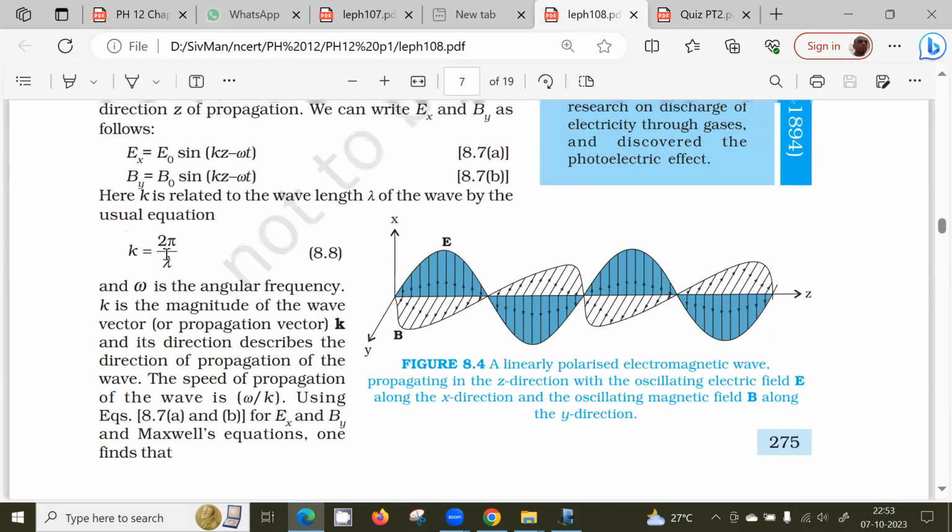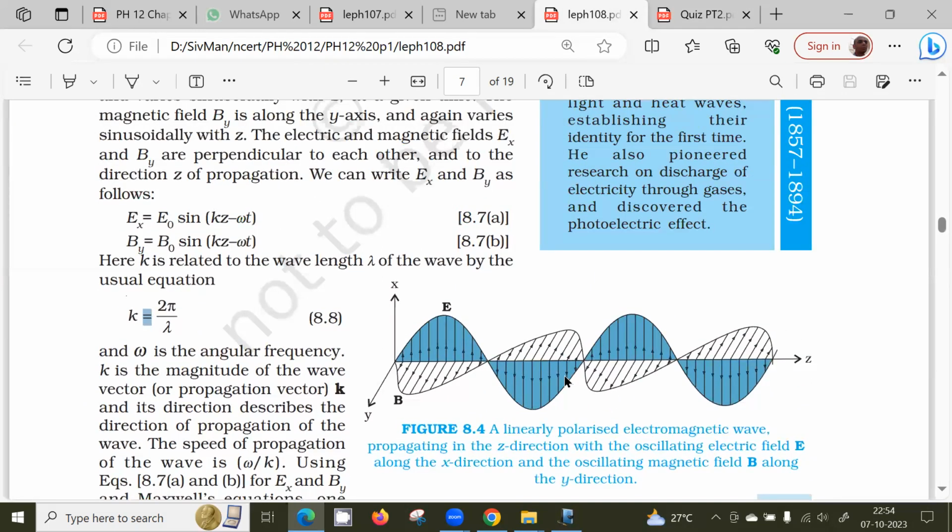Here they have put 2 pi by lambda. Here 2 pi is coming because, instead of saying per unit length, I can say for one complete circle. See here, k is in terms of z, no? So z is 1 by meter, and this whole thing should be in radians.